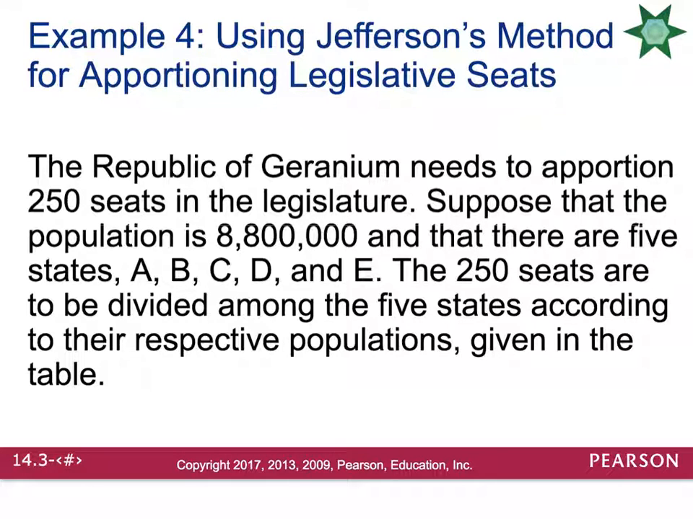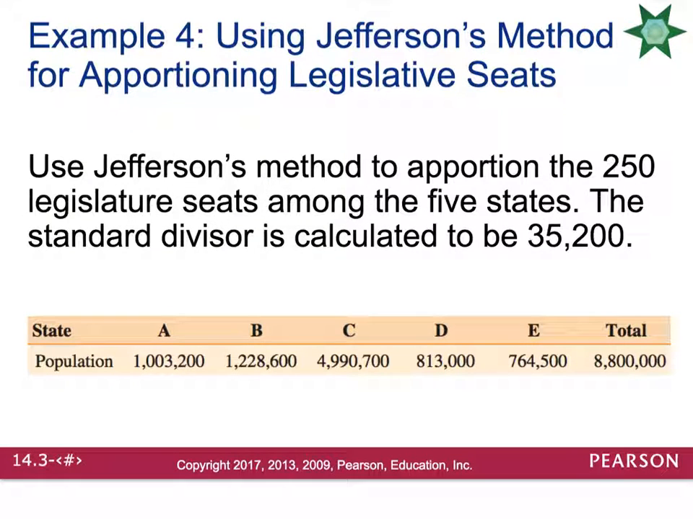The Republic of Geranium needs to apportion 250 seats to the legislature. Suppose that the population is 8,800,000. There are 5 states, A, B, C, D, and E. The 250 seats are to be divided among the 5 states according to their respective populations given in the table. Use Jefferson's method to apportion the 250 legislature seats among the 5 states. The standard divisor is calculated to be 35,200.